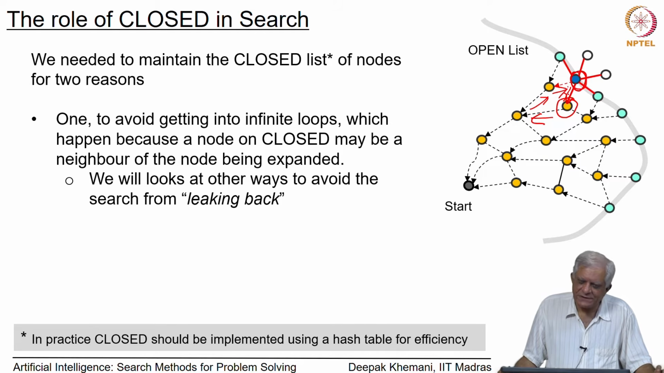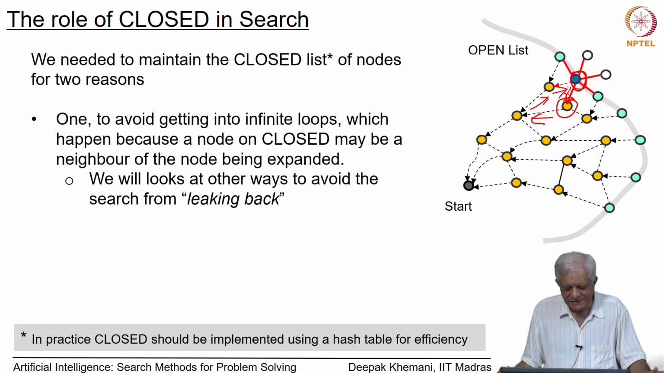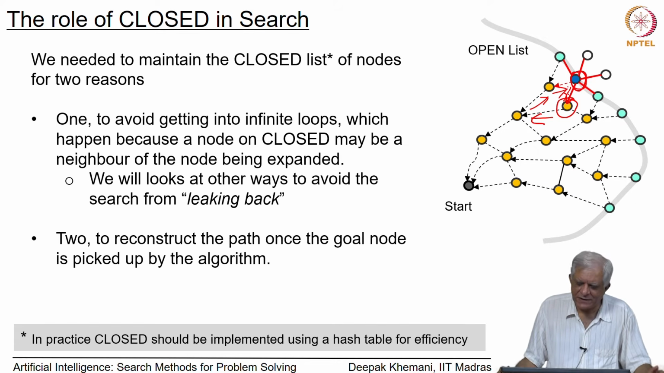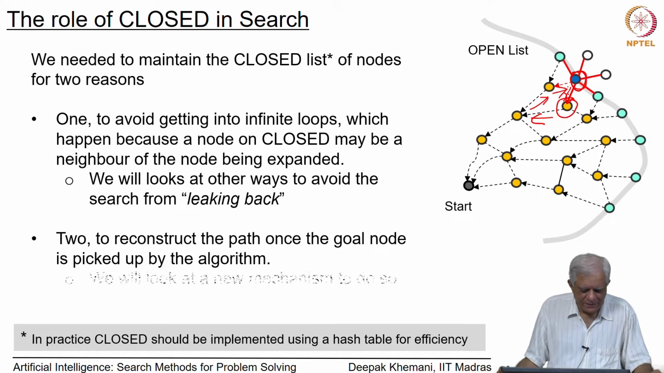So, avoiding this infinite loop may require other solutions, and that is one of the things that we will look at today: how can we make sure that the search does not go back to the nodes that it has already visited essentially. And the researchers who worked on this area, they called it that the search should not leak back into the visited nodes, because that is what can lead to infinite loops.